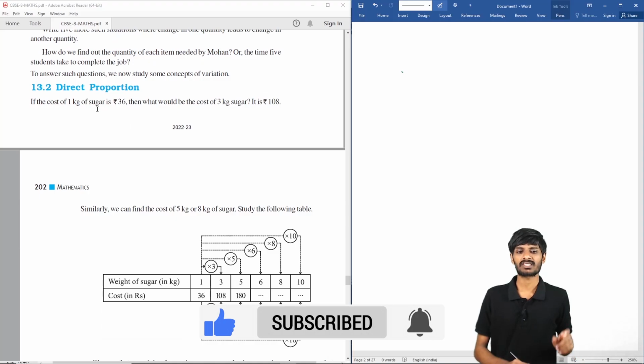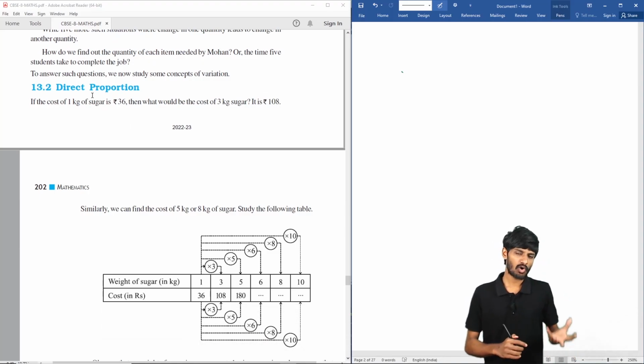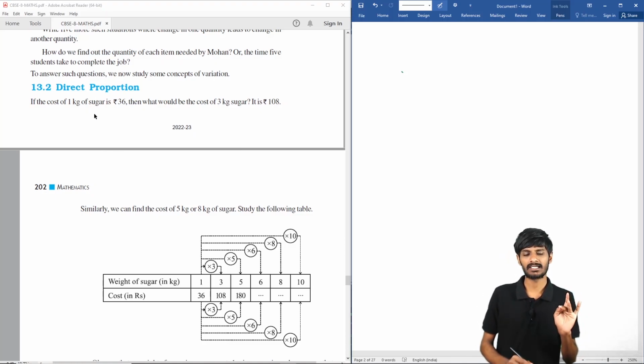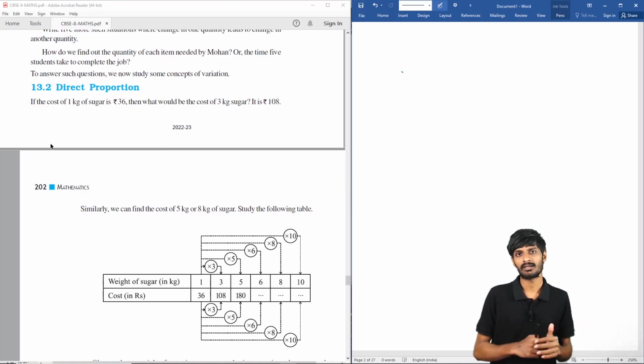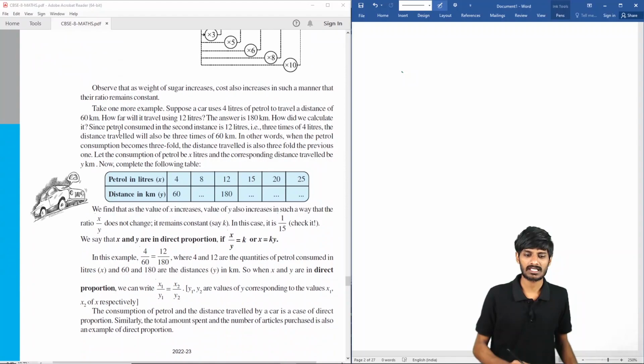The first thing is direct proportion. If the cost of sugar increases per kg, then if the cost of 1 kg of sugar is some amount, say 36, what is the cost of 3 kgs of sugar? It is increased. So if cost increases, then quantity also increases, or if quantity increases, cost also increases. It is called direct proportion. We are going to discuss more about that.